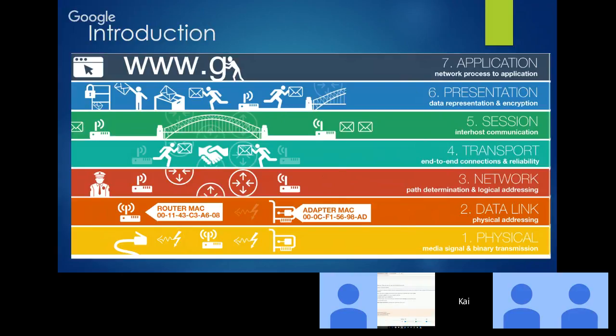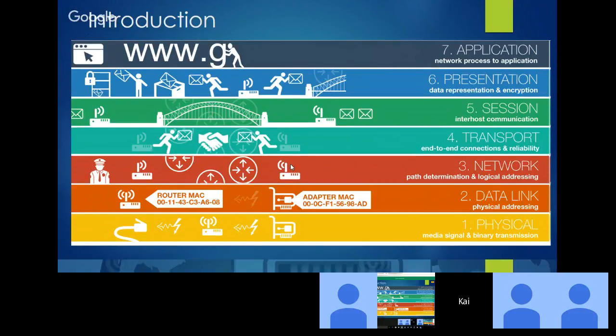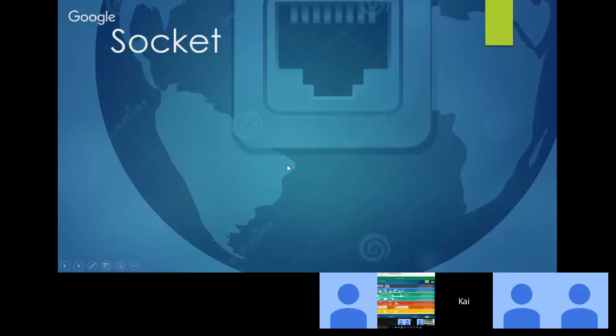The final layer, the seventh layer, is called the application layer. This layer is close to the end user. We basically deal with this layer every day when we use our browsers. It is an interface for the user's applications, like browsers and the internet. So no matter what kind of connection we try to use, this model happens every day. The next thing I'm talking about is the socket.